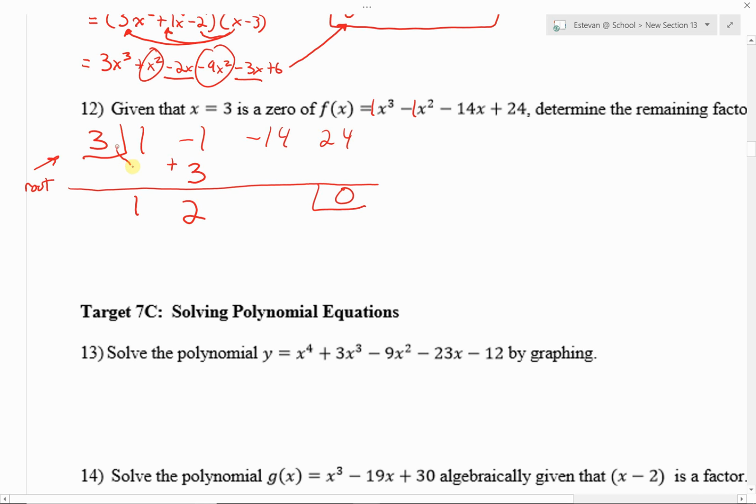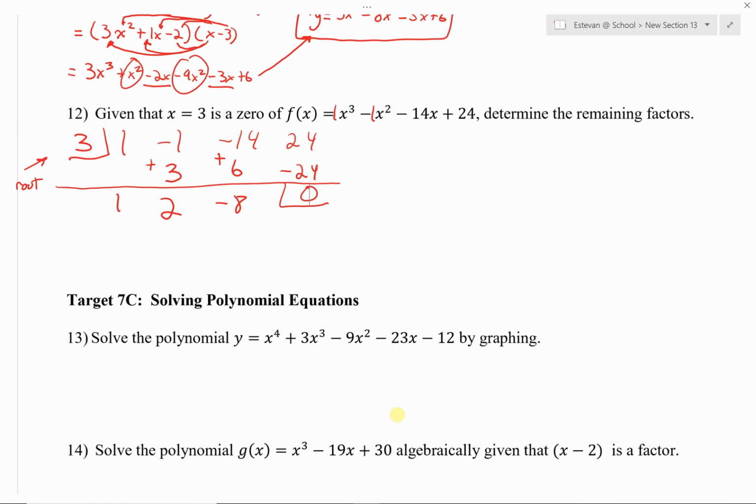Then you just repeat the cycle. Multiply. 3 times 2 is 6. Let me erase that. Negative 14 plus 6 comes out to be, mental math, negative 8. And then the last step, once again, you multiply. 3 times negative 8, negative 24. You add them, and there you go. 24 minus 24 is 0.